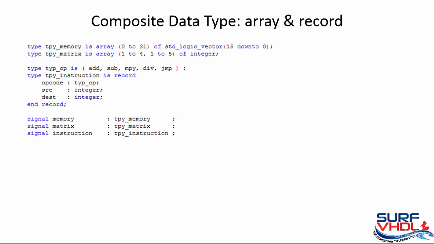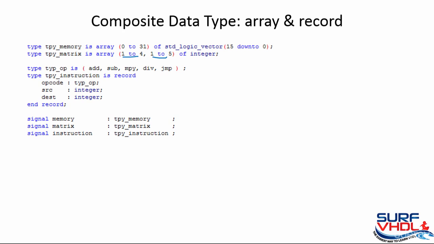The second row is the declaration of a bidimensional array or matrix. Type tpy matrix is array 1 to 4, 1 to 5 of integer. So 4 rows and 5 columns.